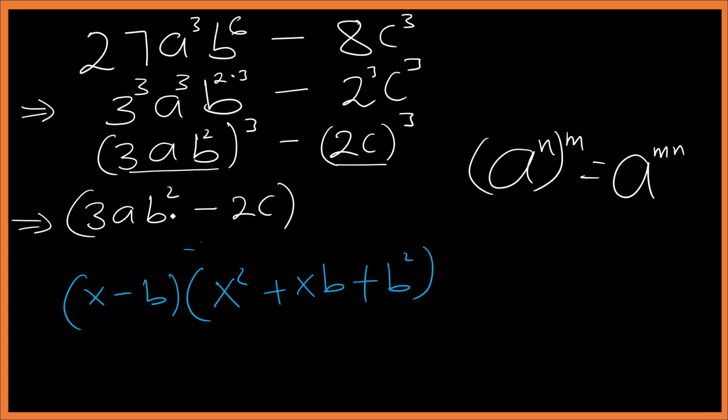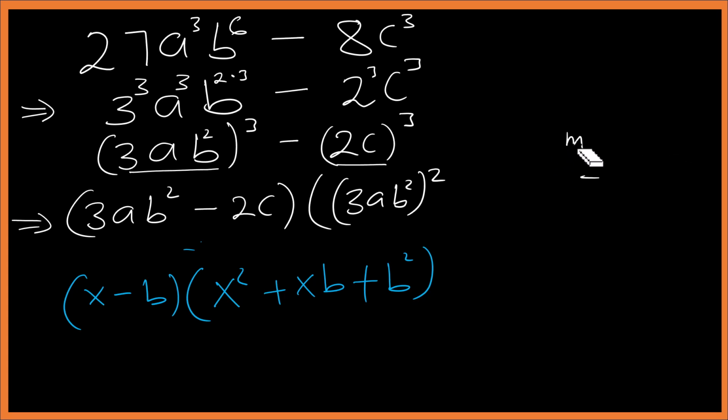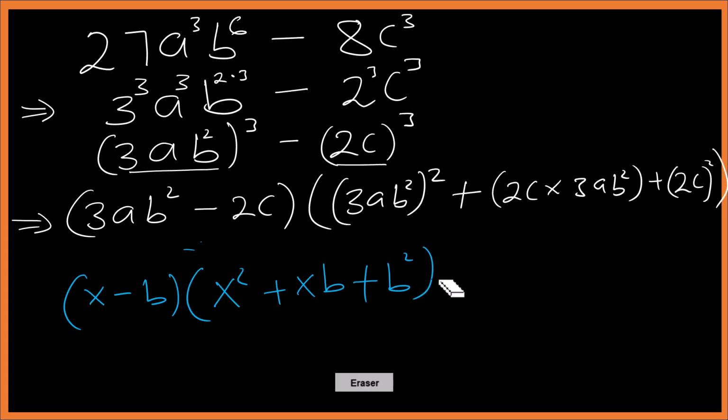After that, the first one squared, this one squared, will be (3ab squared) squared, plus the product of the two, 2c times 3ab squared, and plus 2c squared. All right, so that's that.